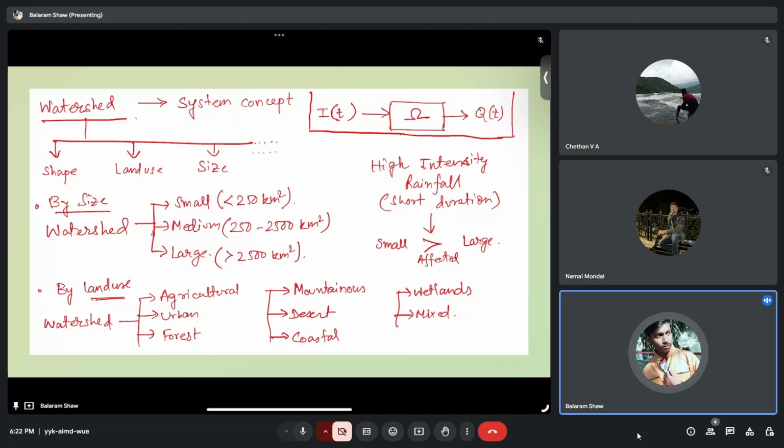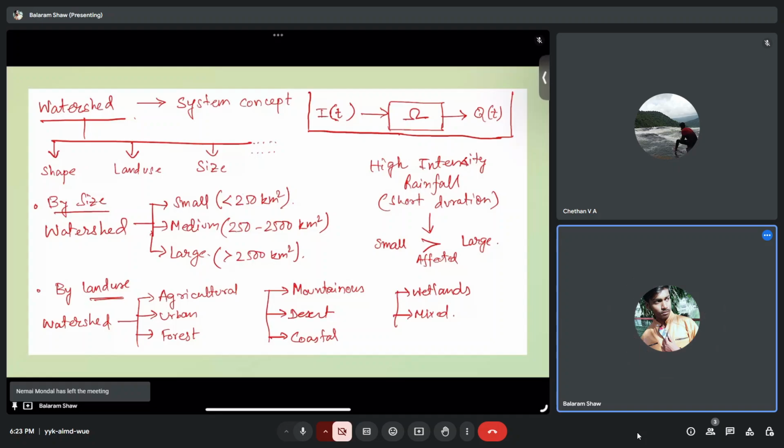Again, agricultural watershed, urban watershed, forest watershed, all of these are themselves vast subjects. Urban hydrology itself is a big subject, which is, let's say, a 3-credit, one-semester course. So all of these have their own importance, right?